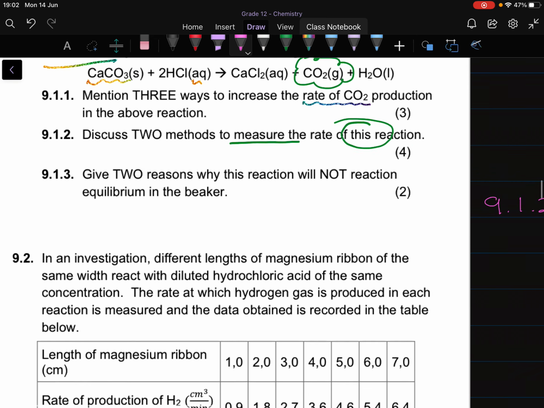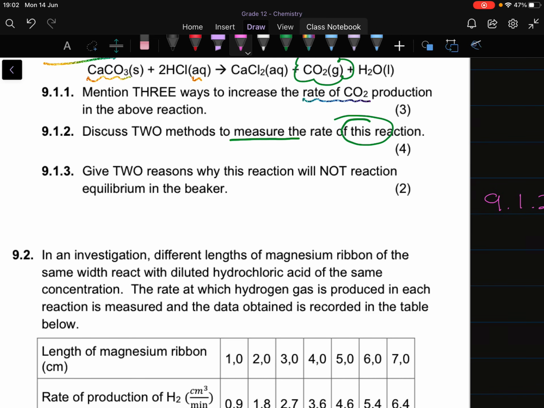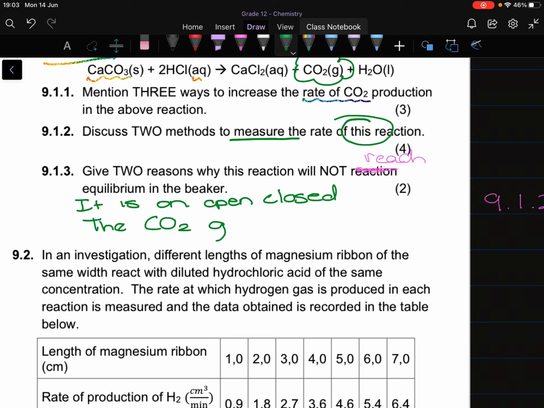Next question. Give 2 reasons why this reaction will not reach equilibrium in the beaker. Now, we haven't done equilibrium yet, but there's 2 reasons which you can just add in here. The one being it is an open system. It's not closed. The CO2 gas can escape. That will make more sense once we've done equilibrium. Okay. Now we get to the fun questions.